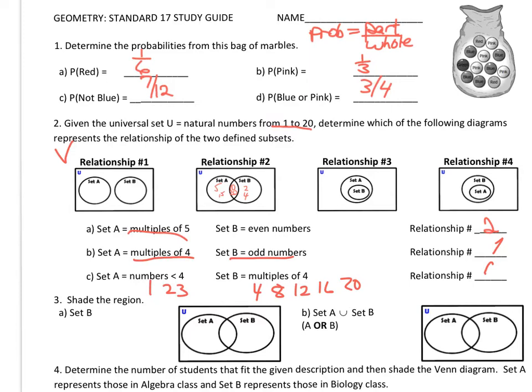For the next problems, we have to shade the region for set B. So the key when we shade this is that, yes, we're shading that intersection because that intersection is in the B group. And the next problem, we're shading set A or set B. So we're shading the union, where the union is both sets, including the intersection, because the intersection does meet at least one condition.